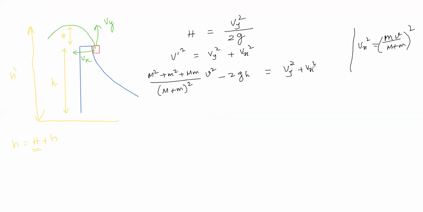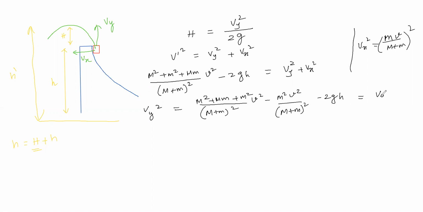So by substituting this value and bringing it to the left side, we are getting the y component velocity. Y component velocity square is equal to m square plus capital M small m. Now this m square plus Mm plus m square, m small m square divided by (M plus m) whole square into v square, minus this vx velocity square, we are bringing to the left side, where that vx velocity is m into v into (M plus m). So m square v square divided by (M plus m) whole square minus 2gh is equal to y component velocity square.